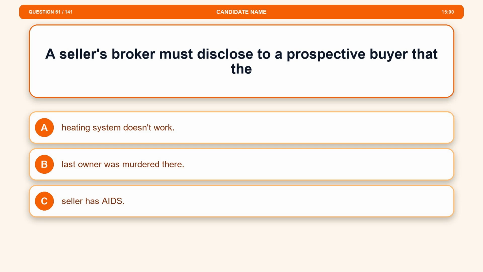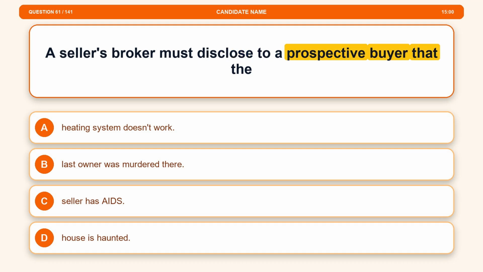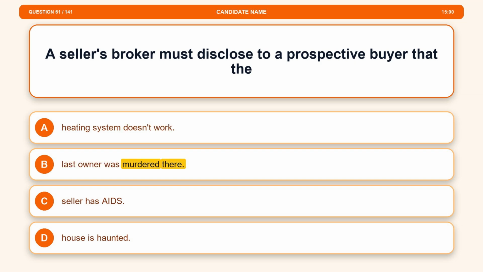Question 61. A seller's broker must disclose to a prospective buyer that: Option A. The heating system doesn't work. Option B. The last owner was murdered there. Option C. The seller has AIDS. Option D. The house is haunted.